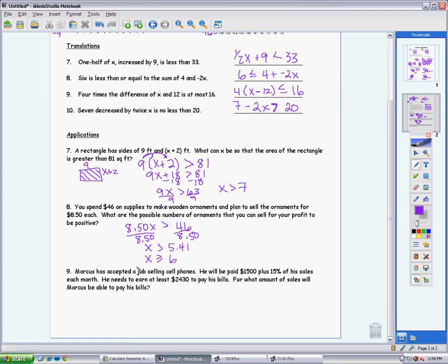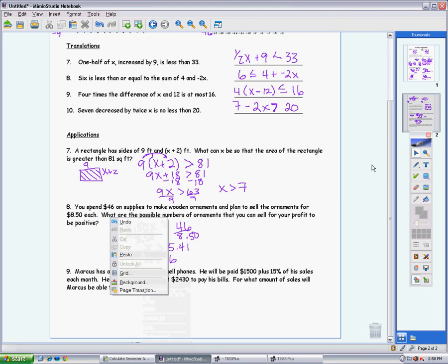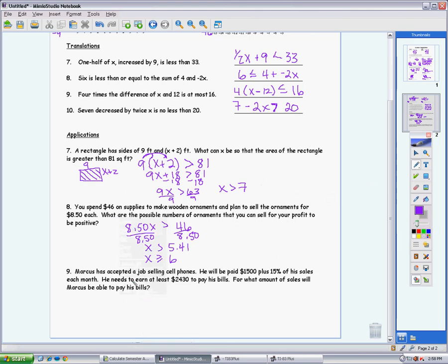Marcus has accepted a job selling cell phones. He will be paid $1,500 plus 15% of his sales each month. He also needs to earn at least $2,430 to pay his bills. For what amount of sales will Marcus be able to pay his bills? Okay, so if we write the equation, it says he gets paid $1,500 plus 15% of any of his sales, and it has to be at least 2,430. So it has to be that amount or more.